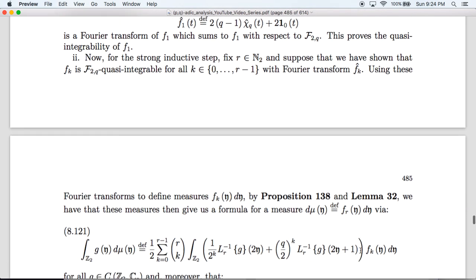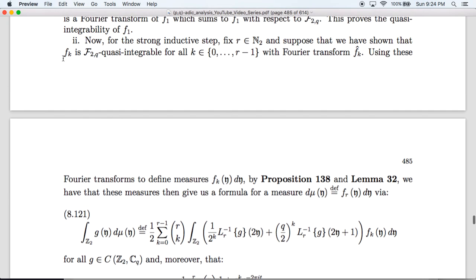Using these Fourier transforms to get measures, and in particular, if we let d mu denote the measure that we can then define from fr of dy, we're going to call this measure d mu. So we've assumed that the fk's are quasi-integrable, and that we have measures from them, and with this, we'll then construct a new measure, which we're going to call fr of dy, and then we're going to show that this particular measure's Fourier transform actually generates a Fourier series which converges to fr.